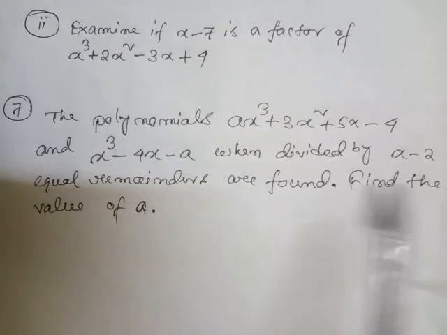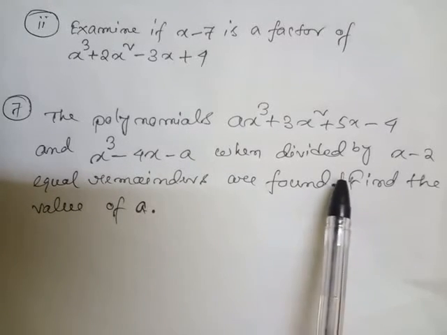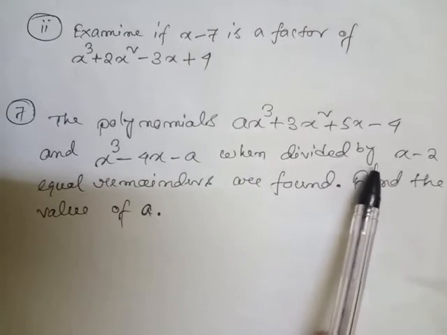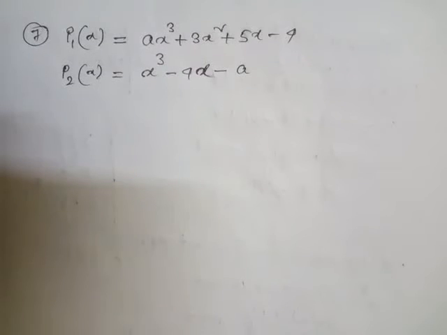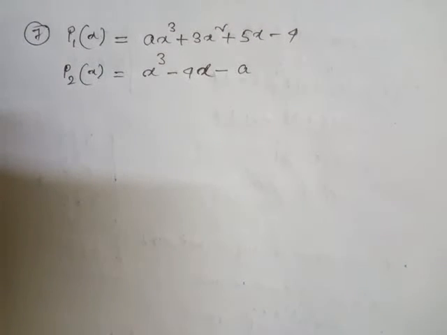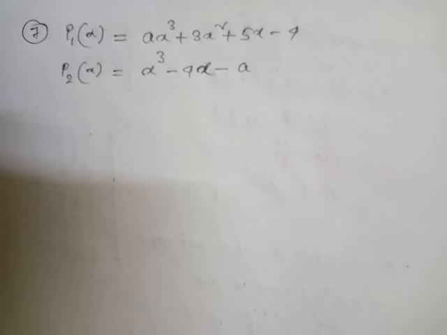Two polynomials are given, and when these two polynomials are divided by x minus 2 they leave equal remainders. We have to find the value of a only. Now let's have a look at how to solve this one. Look students, in question number 7 there are two polynomials P1 and P2, and it is given that they are divided by x minus 2.